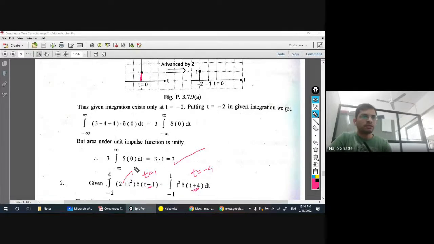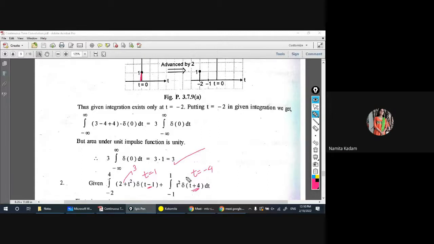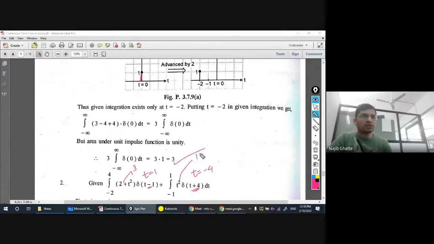2 plus 1, 3. Yes, 3. यहाँ पे क्या आएगा आपको? 16. Now you take the integration. Take the integration of this. Do this. What will be the answer?